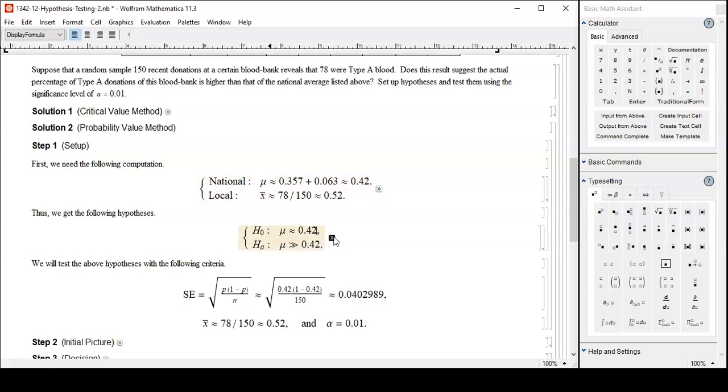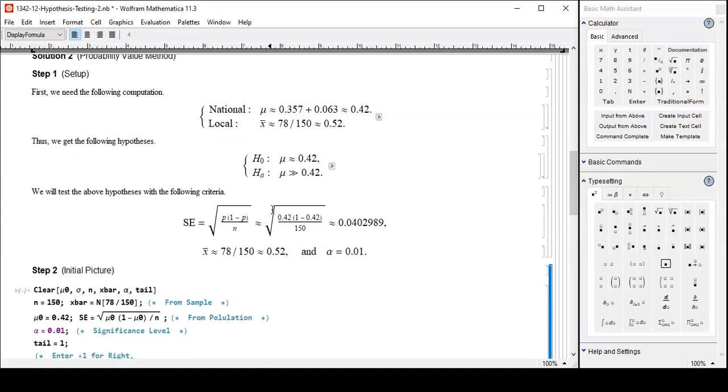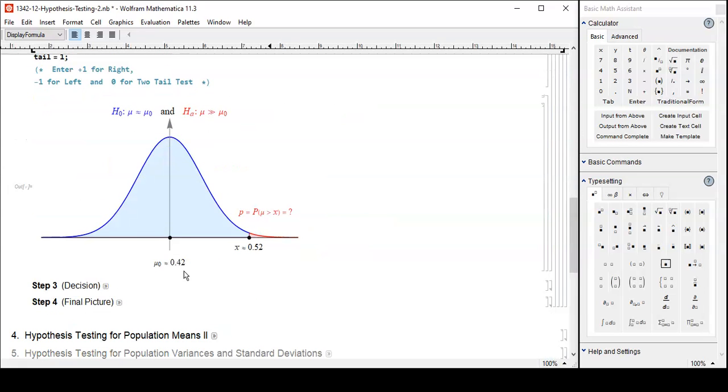Look at the hypothesis. What number do you see? Do you see 52% there? No, you don't. You see 42%. The null is 42%. Actually, here is an even better criterion: centered at 42%. That's what you have to use for this SE computation. Make sense? You have to use 42%, as you can see from this picture, centered at 42%.